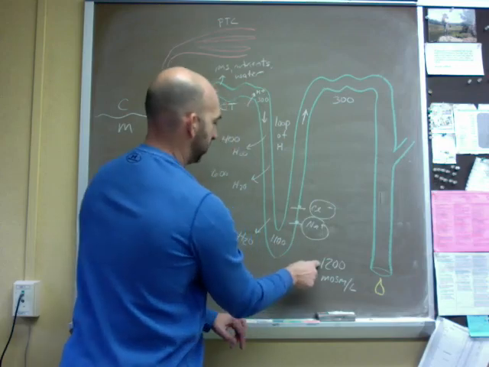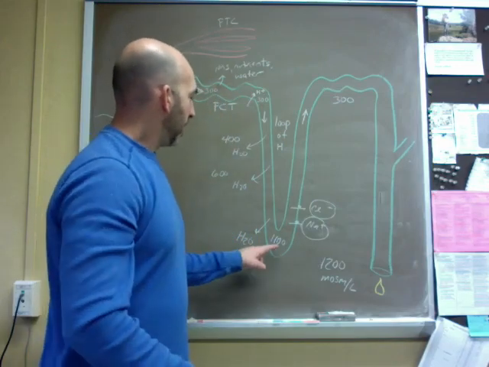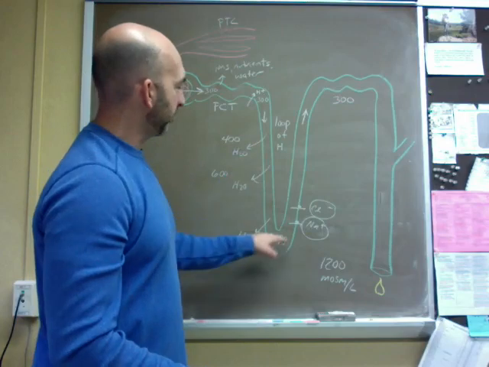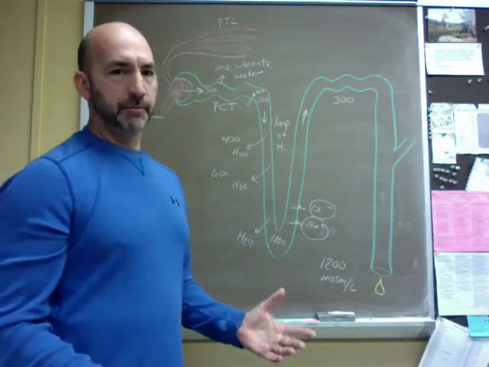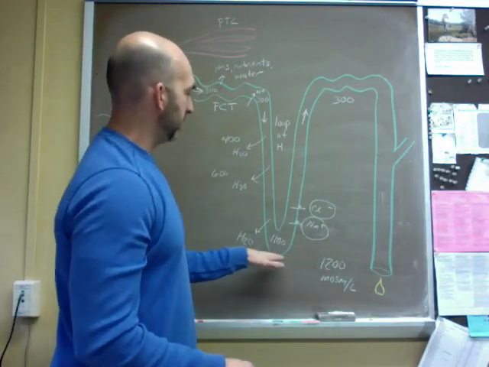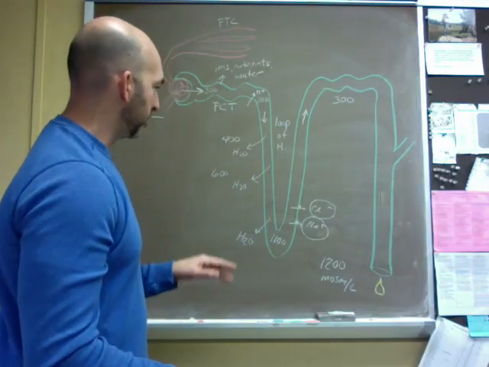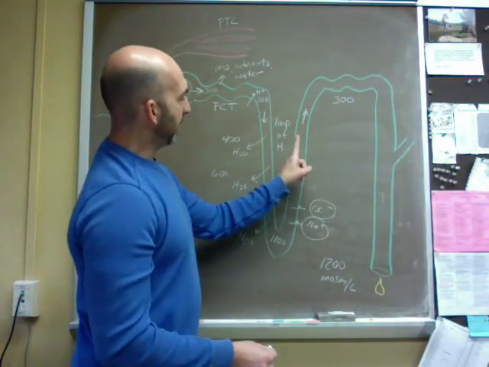Again, if the interstitium is 1200, the only reason I don't call it 1200 is because it's flowing. It doesn't reach perfect equilibrium, right? And so it's going to be something less than this sort of maximal interstitial osmolarity. But then it starts going back up.